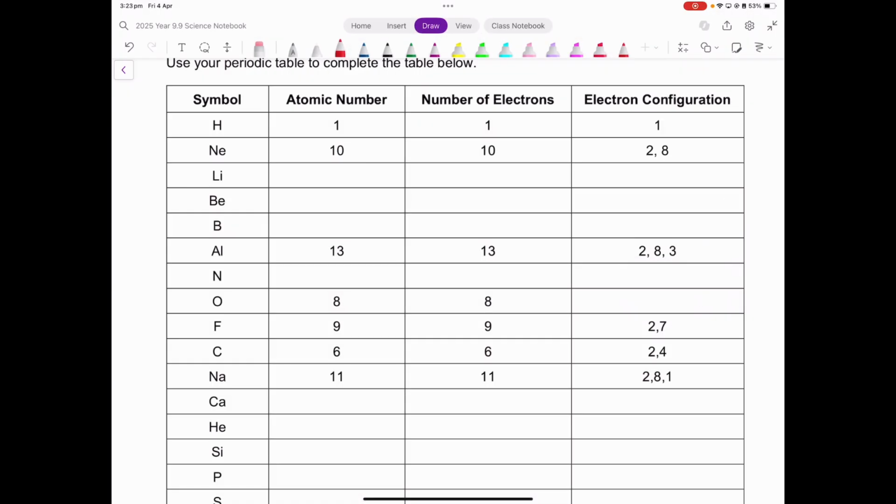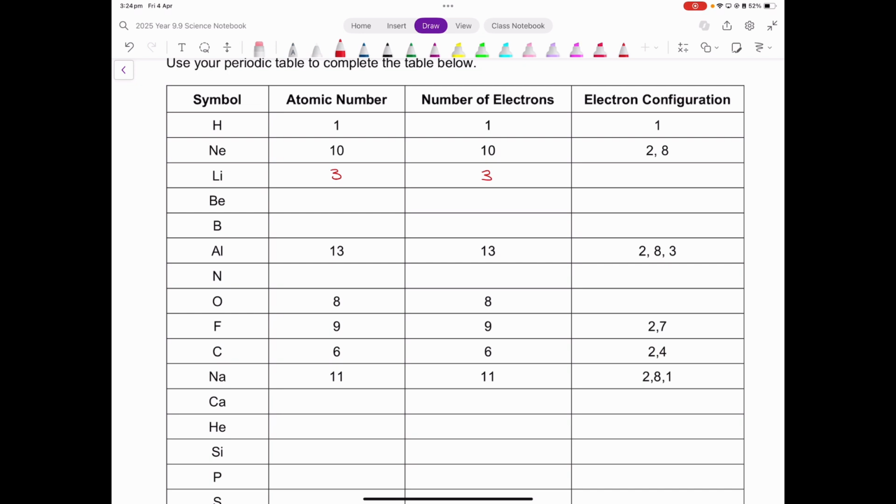So when we're looking at lithium, okay? If you use your periodic table, can you please put your finger on lithium? You will see that lithium is atomic number 3. In an atom, we know that the atomic number is the same as the number of electrons. So we're going to say 3.